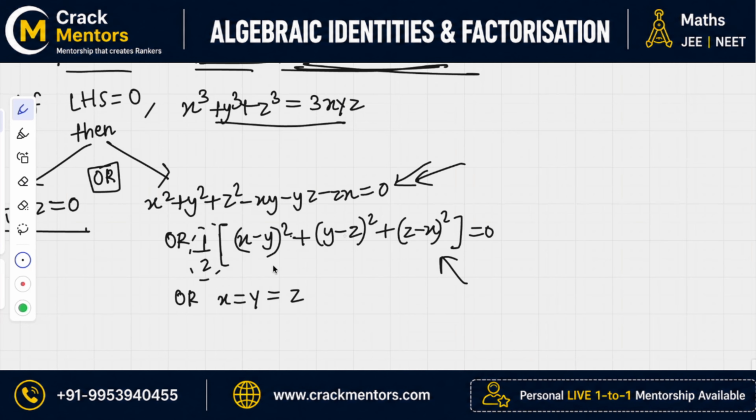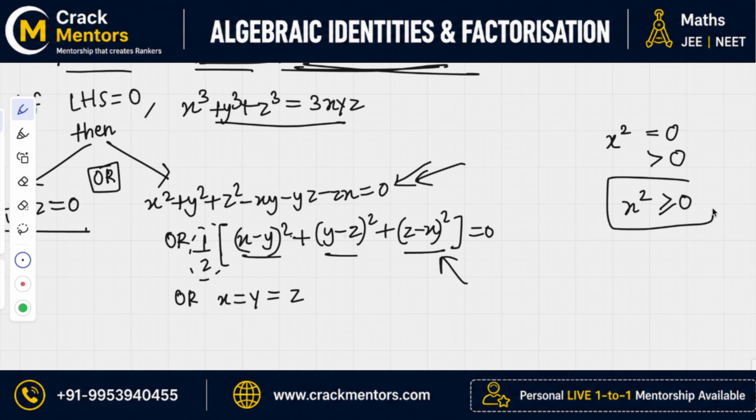Now tell me one thing, if this entire thing is 0, does that mean each of these has to be 0? Why? Because if you have x square, that thing cannot be negative. It can be 0, otherwise it has to be greater than 0. So you can say it is greater than or equal to 0. It cannot be negative, because you can check for any number. Let's check for minus 5 square. Minus 5 square is still plus 25, right? So that is the thing.